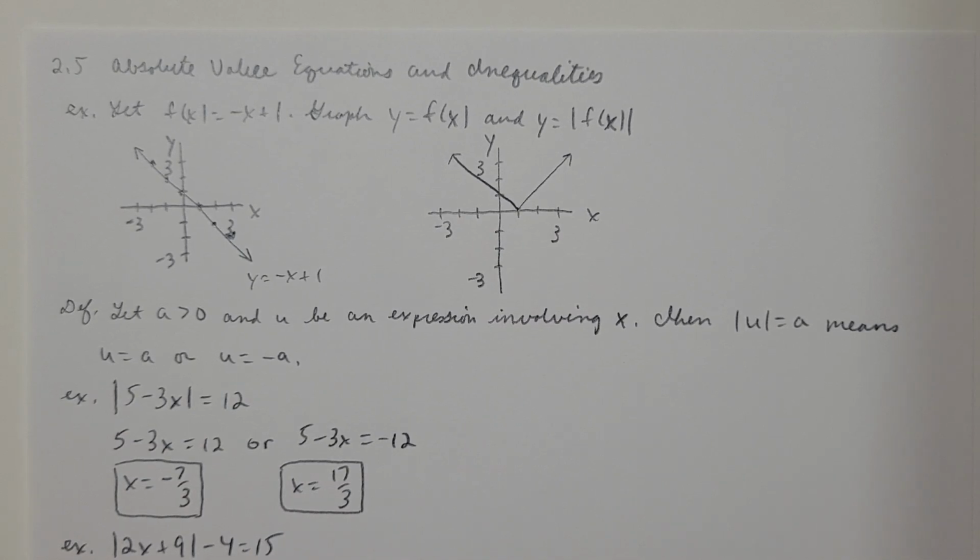Okay, 2.5 is the last section that we'll cover in chapter 2. So we're going to talk about absolute value equations and absolute value inequalities.